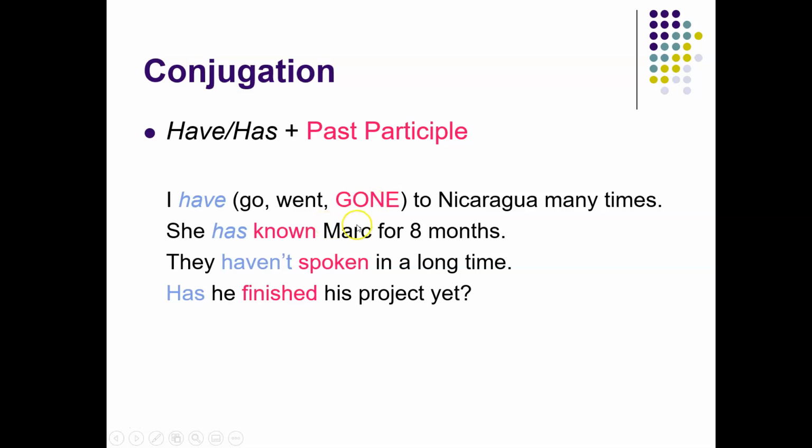She has known Mark for 8 months. Again, here's my auxiliary. I use has with the subject she, and my verb is in the past participle form. They haven't spoken in a long time. This is to show you that I can make my auxiliary negative, and then I use the past participle. And if my verb is regular, like it has an ed ending, then it's going to be regular in the past participle as well. And this is just the question structure, so auxiliary, subject, verb.